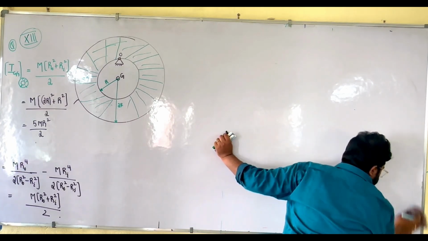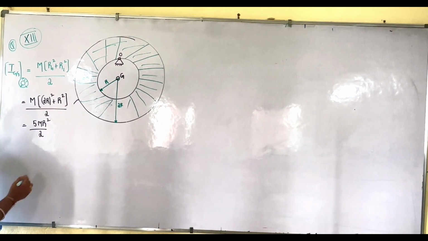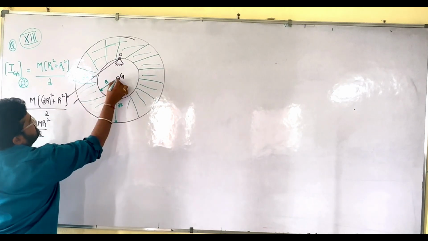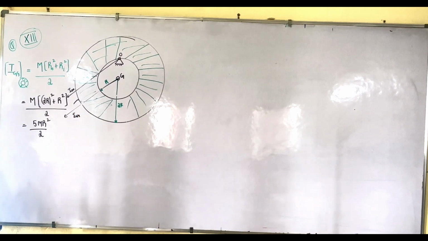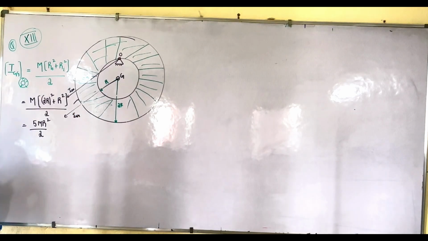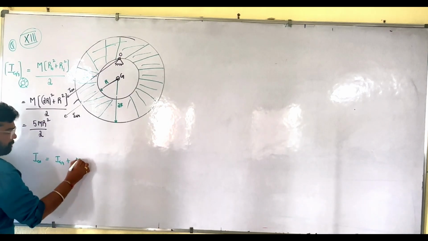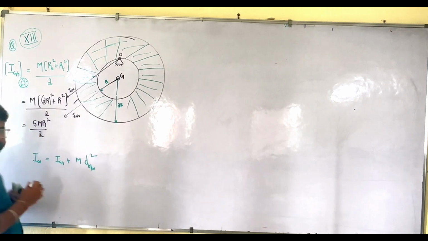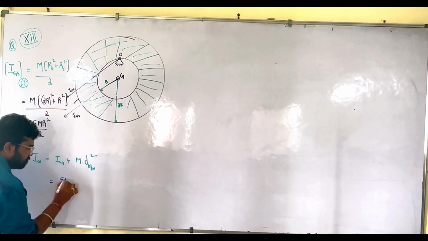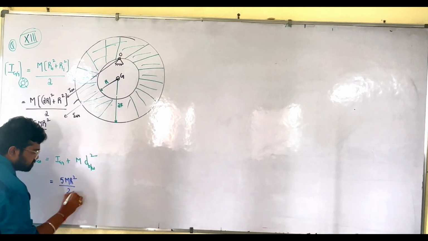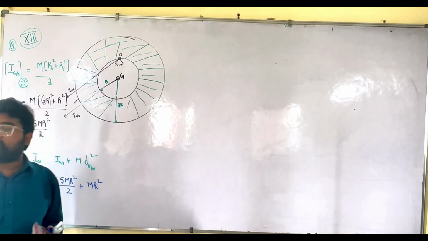Five times mr square by 2. What is I_O? Mass moment of inertia. This is I_G, and this is I_O. What is I_O? I_G plus mass into distance between them, squared. Clear? So this is how much is obtained: 5 times mr square by 2 plus mr square. What is the distance between G and O? R, na.